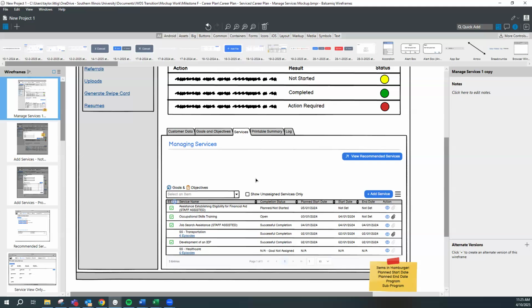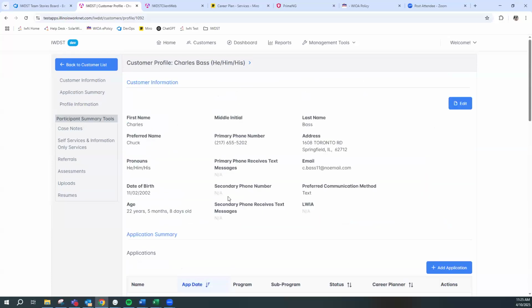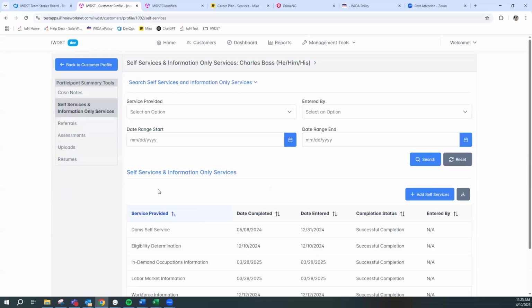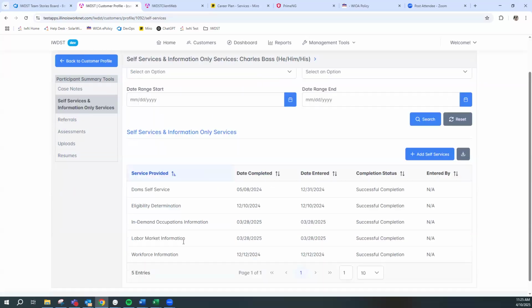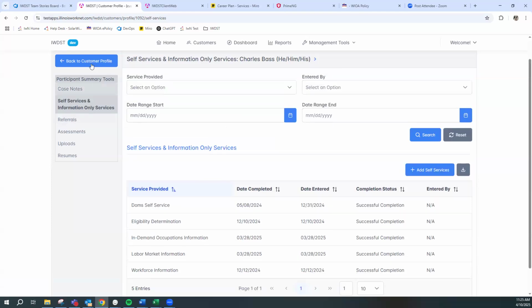Unless it's a self-service and information only service, those you can add at any time as soon as the customer record is created and the customer has a customer profile. Maybe they're not planning on enrolling in WIOA and they're just coming in and doing some self-assisted stuff using the career resource room or something. Yeah, you'll be able to come over here and add self and information only services per customer at any time.